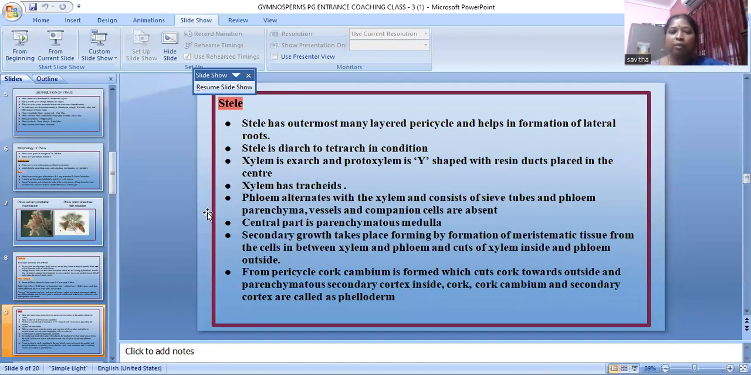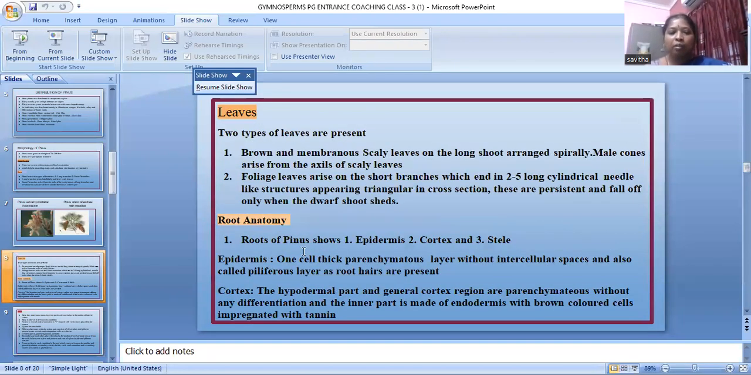Then when you come to the root anatomy, this was about the morphological external characters of the Pinus plant. When you come to the internal structure, the roots of Pinus show epidermis, cortex and stele. These are the general anatomical features.